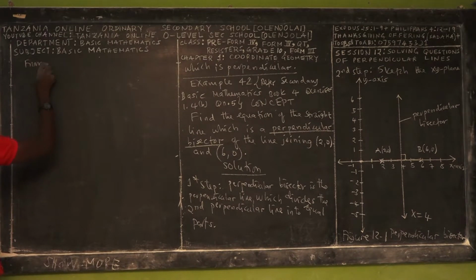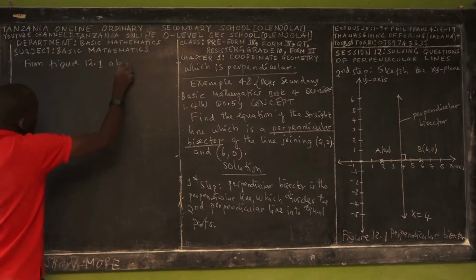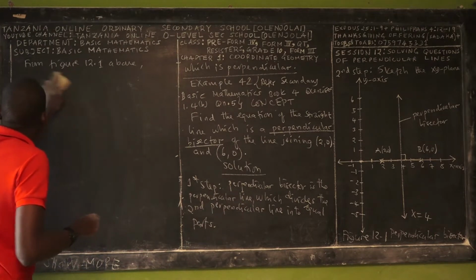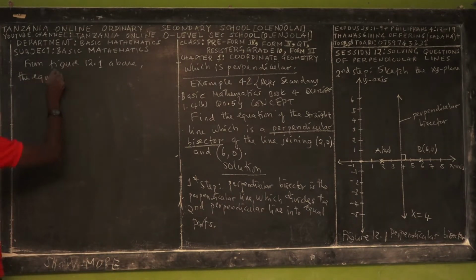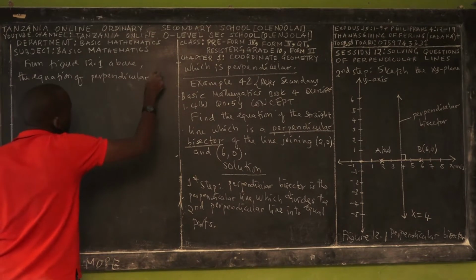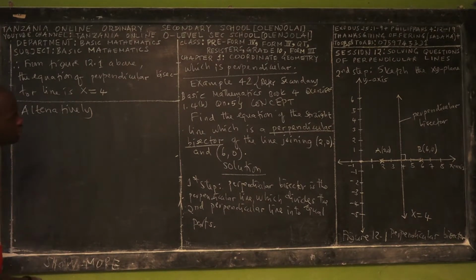So from figure 12.1 above, you say that the equation of the perpendicular bisector line is x is equal to 4. Alternatively, because I want my students to master basic mathematics, we can go into the steps.